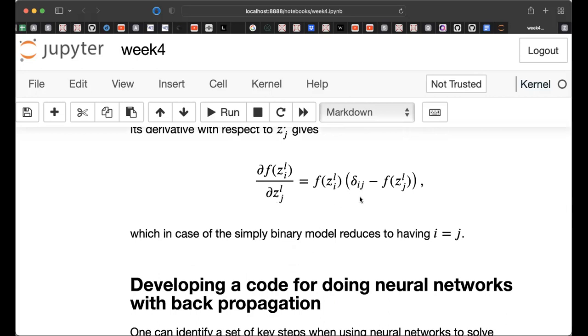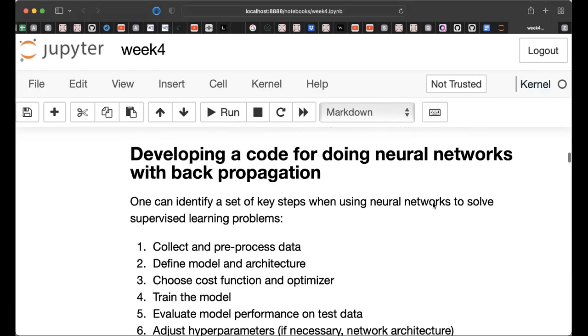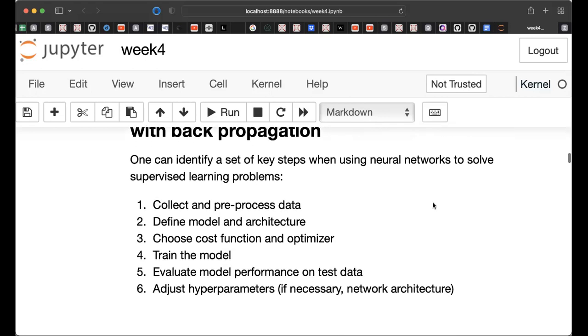So if you have a binary model, this simply reduces to 1. So when we are developing a neural network code with a backpropagation algorithm, there are 6 essential steps which we have to bake into the construction of a network. We obviously have to collect our data. We have to decide how we want to set up the input data.